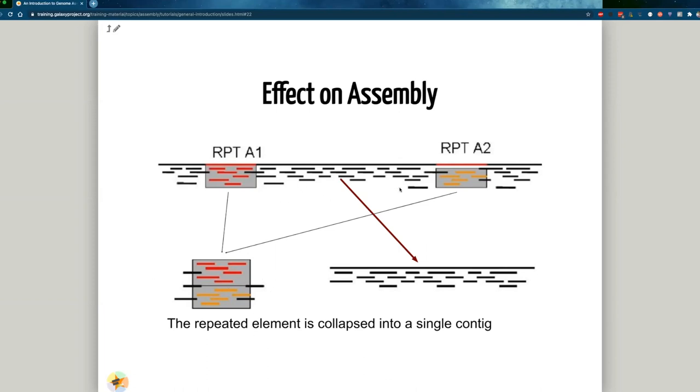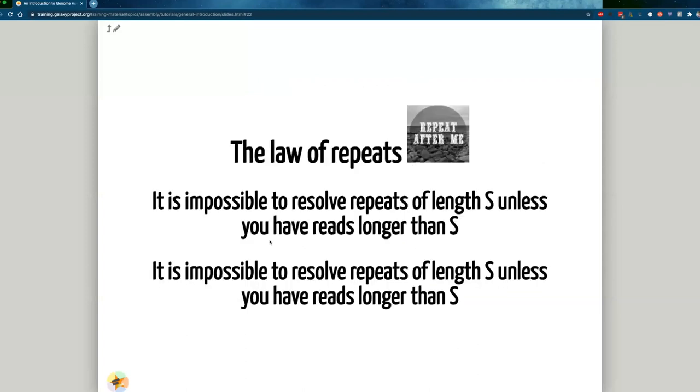But this part here assembled up really nicely with no repeats in it. And so, yeah, sure, we can assemble that part. But this repeat, we're going to have this collapse of the consensus, and we're going to just produce one repeat instead of two. All right, so the law of repeats is it is impossible to resolve repeats of length S unless you have reads longer than S. And I've written it here twice because you need to keep it in the back of your mind.